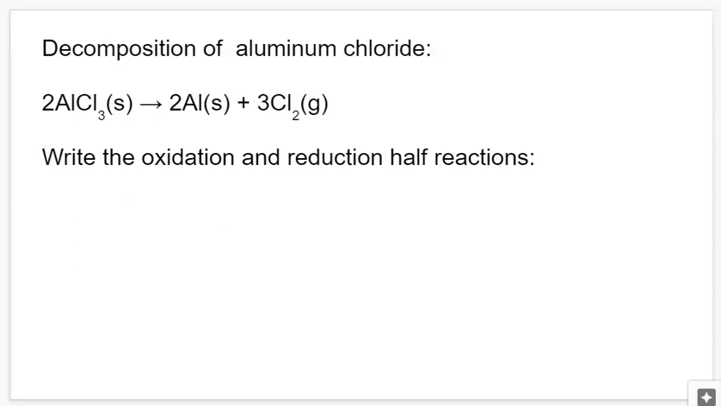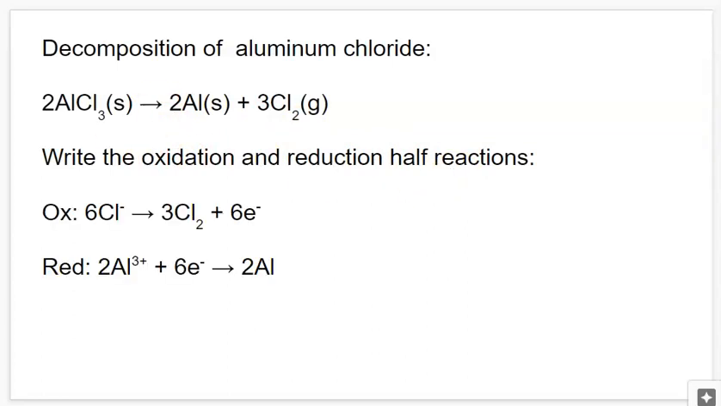Let's look at another example, the decomposition of aluminum chloride. So we have 2AlCl3 becoming 2 neutral aluminum and 3 chlorine molecules. And we're going to write the oxidation and reduction half reactions. So the chlorine is starting as Cl1 minus, that's the normal ionic charge of chlorine, and it's becoming neutral chlorine, which means that each chlorine atom is going to be giving up 1 electron to go from -1 to 0.